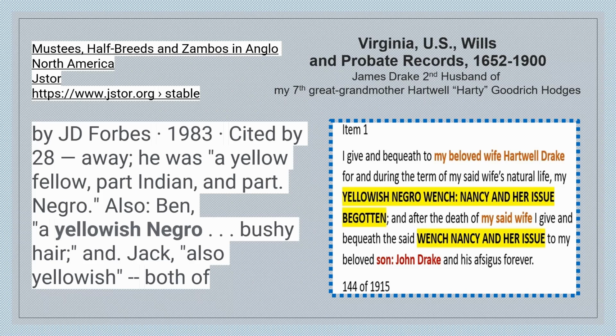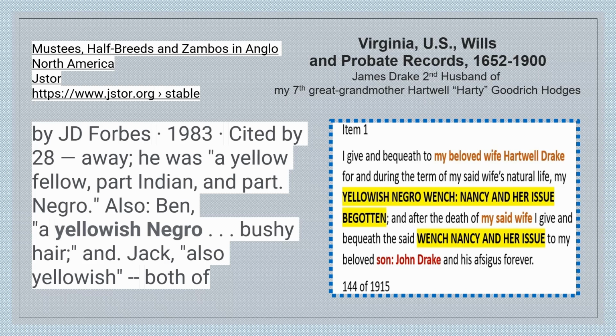This is my seventh great-grandmother, Hartwell Hardy Goodrich Hodges, and this is her second husband, James Drake, and this is his will. And you'll notice in item 1 that he gives and bequeaths to his beloved wife, Hartwell Drake, for and during the term of my said wife's natural life, my yellowish Negro wench, Nancy, and her issue begotten. And after the death of my said wife, I give and bequeath the said wench Nancy and her issue to my beloved son, John Drake, and his posterity forever.